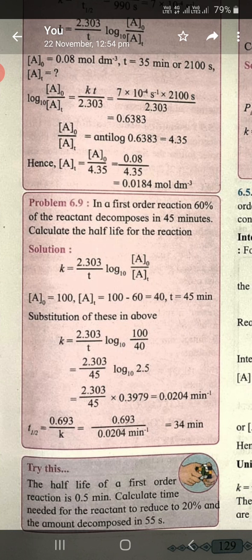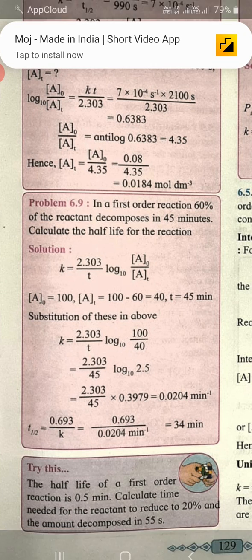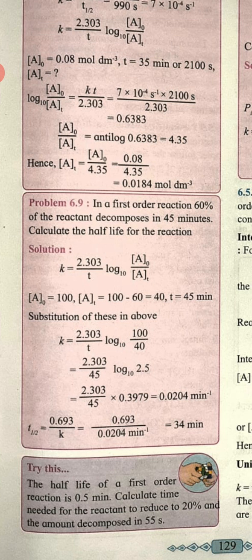So, if you are given the concentration of reactant in terms of percentage, then take the initial concentration of reactant as 100%. So therefore A0 is equal to 100% and A is equal to how many percentage remain? Out of 100%, 60% get decomposed. So how many percentage of A remains unreacted? 100 minus 60, that is 40%.